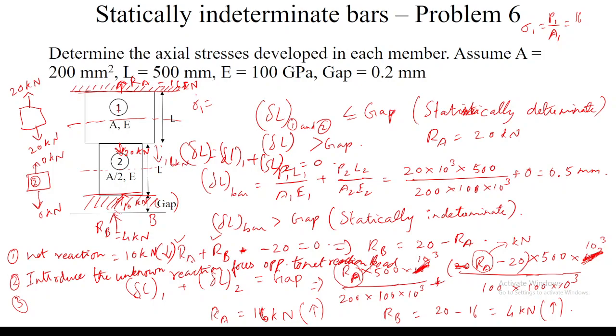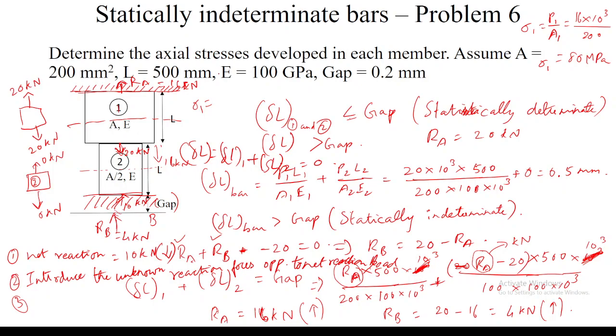So 16 into 10 to the power of 3. Here I am substituting the force in Newton, and the area I will substitute in mm square. So the final value I will get is 80 Newton per mm square, which is nothing but 80 megapascal. And is this a tensile stress or compressive stress acting in member one? Tensile stress.